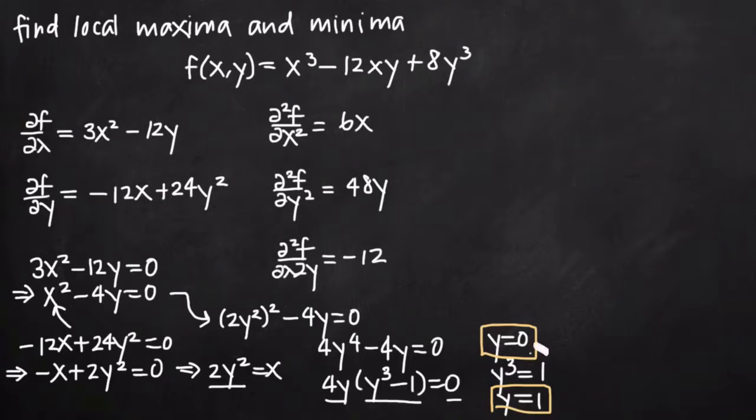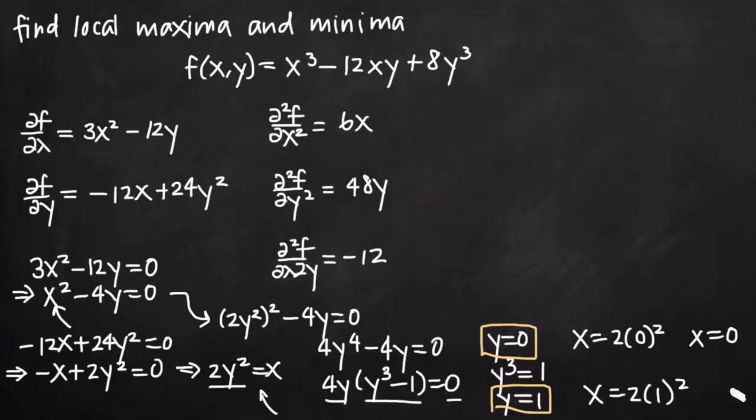What I need to do now is find corresponding values of x for both of these y values. And the way that I'll do that is by plugging these y values into this equation here for x. So when I do that, I'll plug in y equals 0. I'll get x equals 2 times 0 squared, which is going to give me x equals 0. If I plug y equals 1 into this equation, I get x equals 2 times 1 squared, which is going to give me x equals 2.